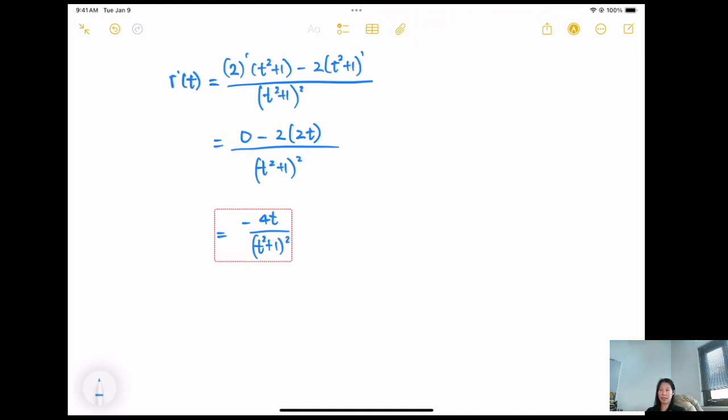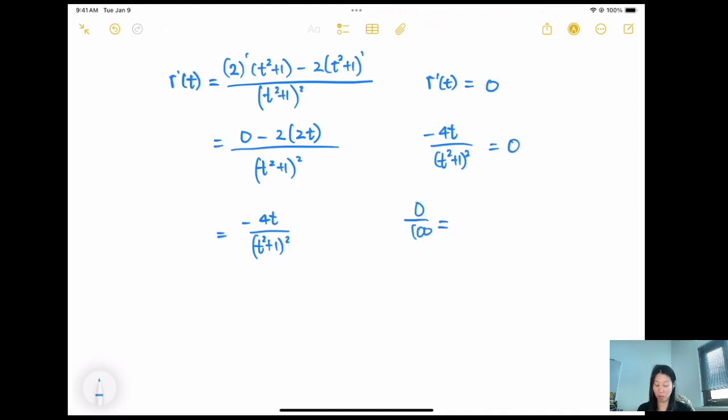Okay, now we want to set the first derivative equal to 0. Then I have the first derivative equals 0, equivalent to negative 4t over t squared plus 1 squared equals 0. Well, if you have a fraction equal to 0, that means the numerator equals 0, because 0 over 100 equals 0, 0 over 18 also equals 0. As long as the numerator equals 0, it doesn't matter what the denominator is.